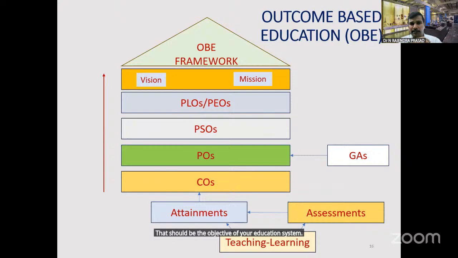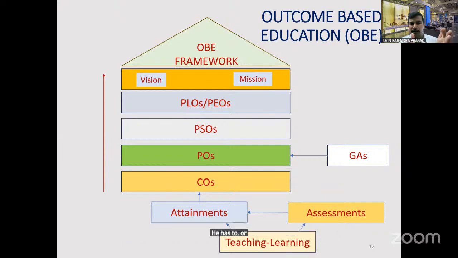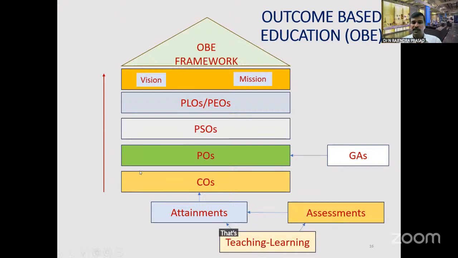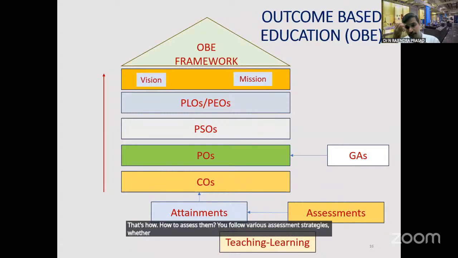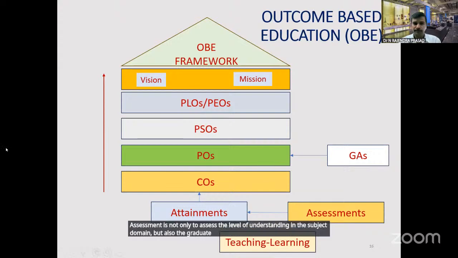Why are you giving a bachelor's degree, why are you giving a master's degree to your student? He or she has to become employable. How can he become employable? With all competencies, with all graduate attributes acquired. How to assess them? You follow various assessment strategies, to see whether he has learned the subject or not. Assessment is not only to assess the level of understanding in the subject domain, but also the graduate attributes.